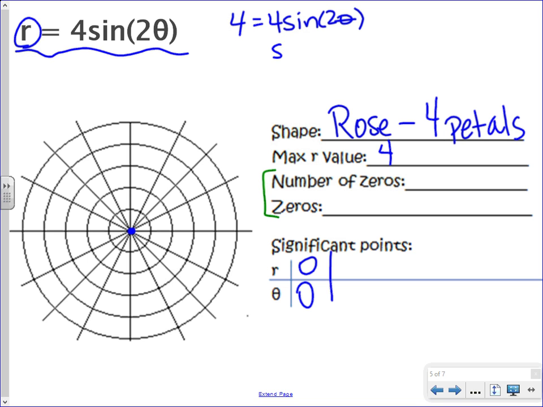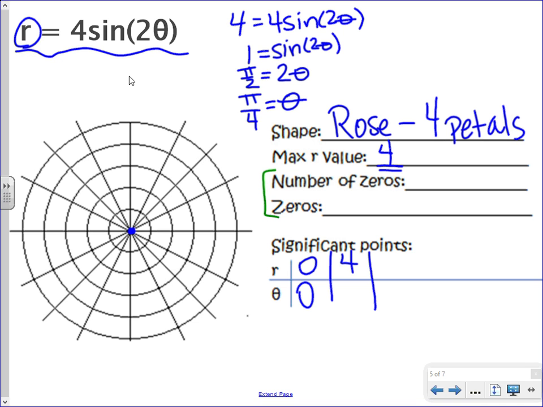Which means sine of 2 theta would equal 1. When is the sine equal to 1? At pi over 2. So 2 theta needs to equal pi over 2, which means theta equals pi over 4. So what we did, we plugged 4 into our R because that's how long our petals are. We got a value of pi over 4. So at pi over 4, we know that we have our first petal.